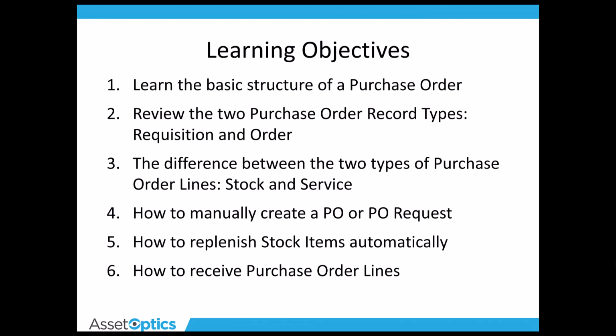Today we'll start with a brief overview of the purchase order, including the two different record types. We'll have a look at the different PO line types, which include those for purchasing stock item inventory and other services. We'll learn how to create a purchase order or a purchase requisition. And we'll also review, as we did in lesson 4, how to replenish stock items based on reorder points. And lastly, we'll go over the receiving process.